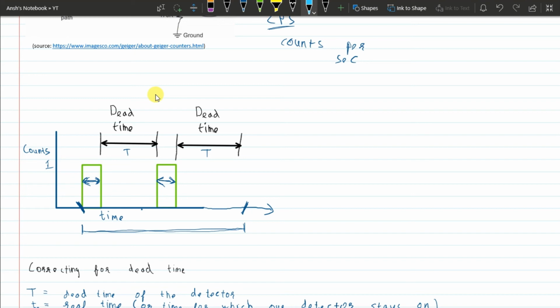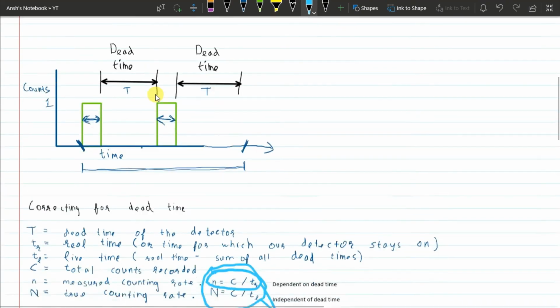Now, when you have both of these sources placed together, what will happen is, say N2 is giving off a count right here and then one right here. Now, we know that since the first source has already given off a count, our detector is dead in this duration and it won't be able to take any more counts. So it won't be able to detect this count coming from the second source. So we'll be missing these counts when both the sources are present at the same time.